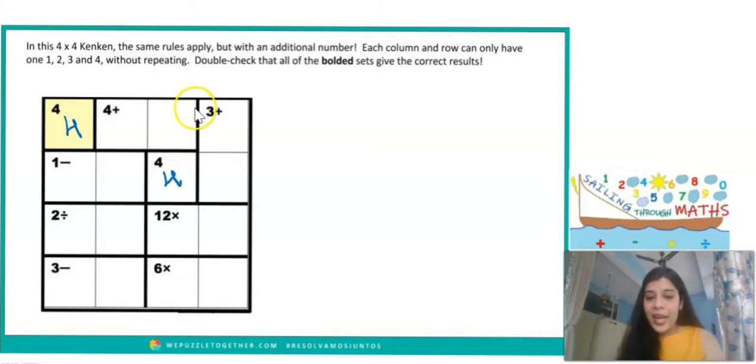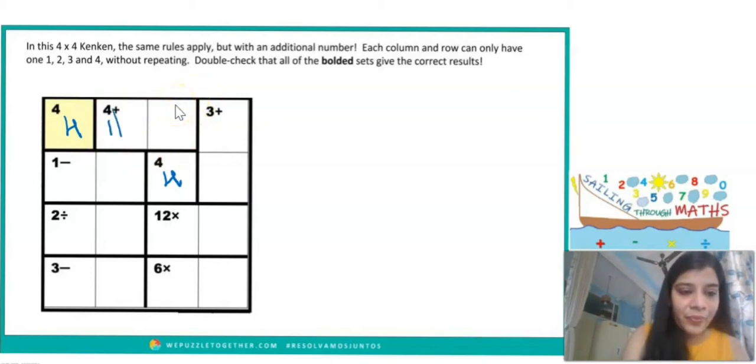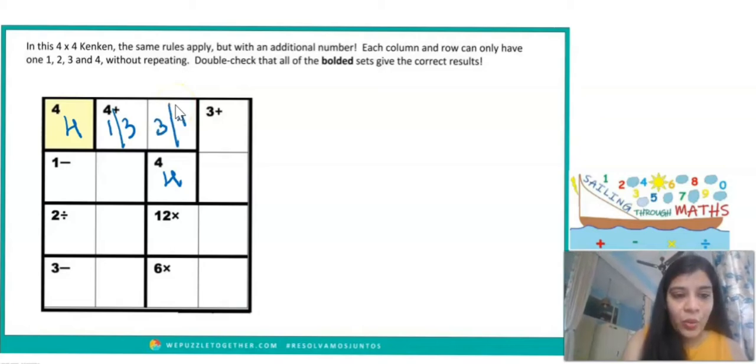Now, if we look at the first row of this Ken puzzle, I have to find out two numbers such that their summation is equal to 4. What are the possible two numbers between 1 to 4 such that their summation is equal to 4? The only two numbers are 1 and 3. So if 1 is going to come here, 3 is going to come here. Or if 3 is going to come here, 1 is going to come here. We don't know where 1 or 3 will come, but we can say 1 and 3, and 3 and 1.